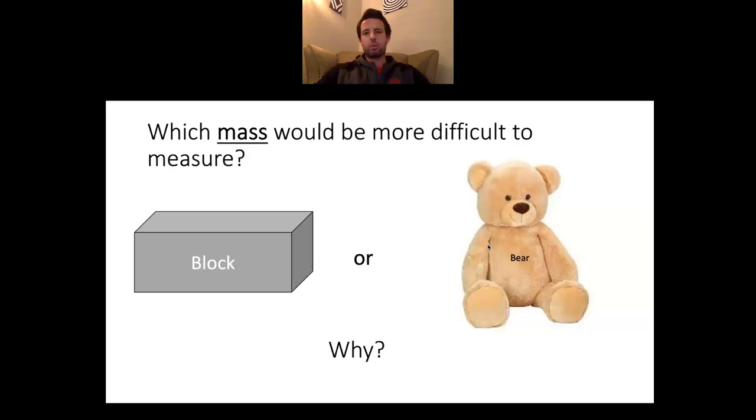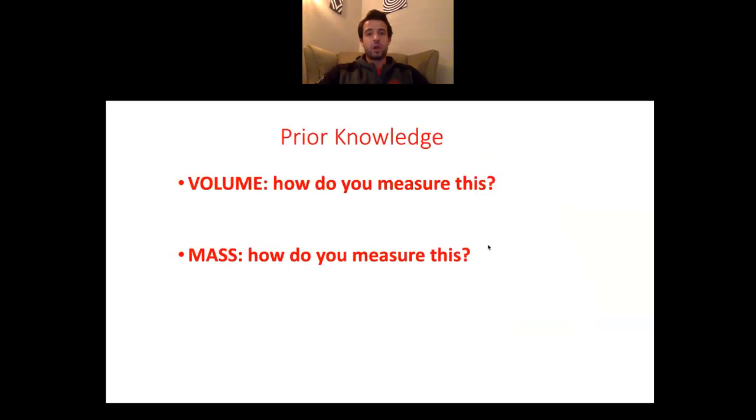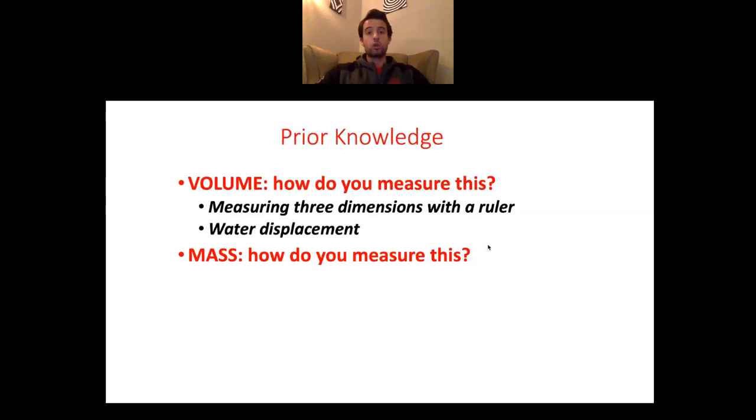And then for the mass, you could probably put both on a scale. So pretty much they'd both be fairly even. So a couple of things that we should know. Volume, you can measure in 3 dimensions with a ruler, or you can measure it by something called water displacement. In that measurement lab, there were a couple questions about water displacement. So hopefully you remember. If not, we're going to show you how we do it again.